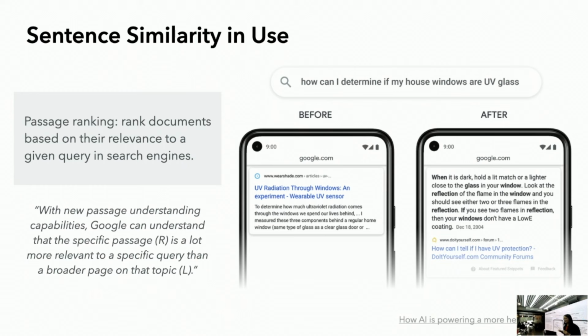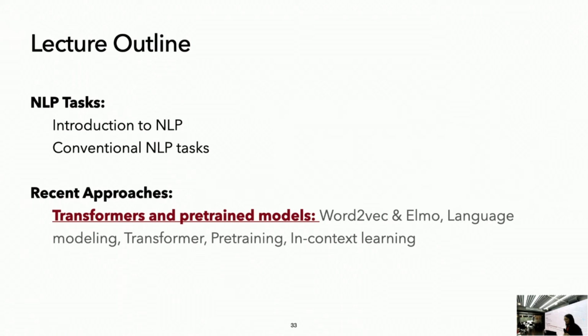So even for very simple functionalities that involve NLP, there are many, many other adjacent studies or research fields you may want to consider. So that's a very quick overview of traditional NLP tasks. With that, we are going to move into more about methods and approach.